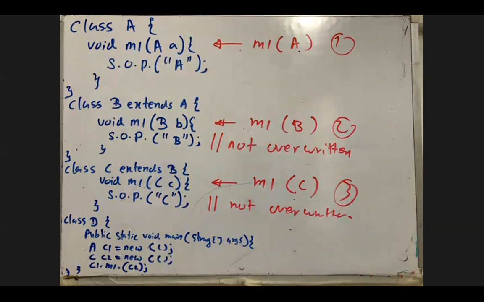Okay, now looking at this one, when you are calling this one, what will be the output? You are calling C1.M1, passing the C2. What will be the output? You say the output is A. Okay, let's see how it happened.